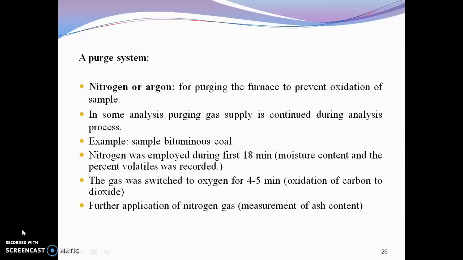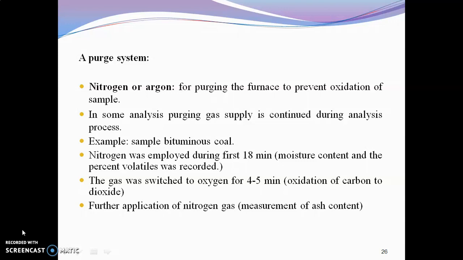Purging system. Here we have to purge or remove the oxygen or whatever atmosphere is present, and we have to provide an inert atmosphere. So it is very important. Generally nitrogen or argon gas is used for purging the furnace. We can prevent oxidation of our sample by using nitrogen or argon gas.